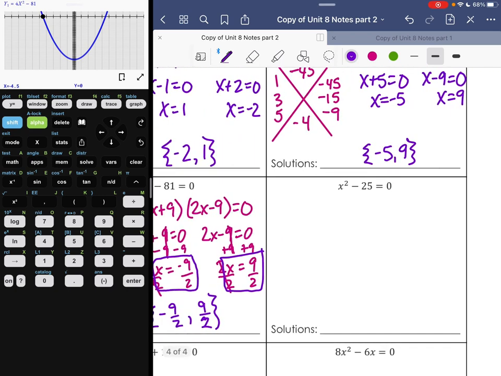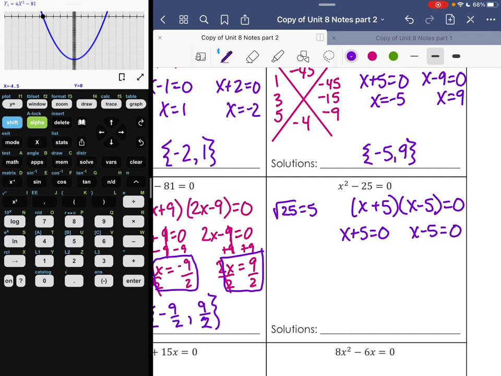All right, this one's a little bit easier. We just have to do the square root of 25, which is 5. And then we can go, oh yeah, this is x plus 5 and x minus 5 equals 0. So we're going to have x plus 5 equals 0, x minus 5 equals 0. So for the first one, x would equal negative 5, and on the second one, x would equal positive 5, because negative 5 plus 5 is 0, and 5 minus 5 is 0. So this would be your solution right there.